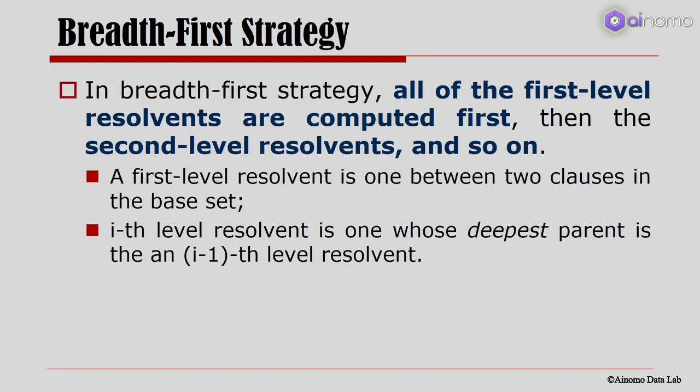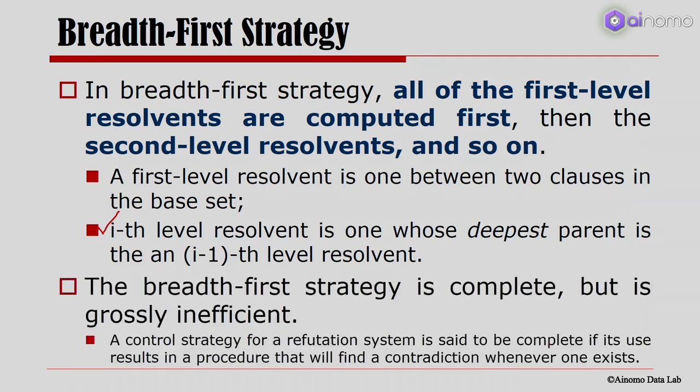Let us now look at the breadth first strategy. In breadth first strategy, all of the first level resolvents are computed first, then the second level resolvents are computed, thereafter the third level, and so on and so forth. A first level resolvent is one between two clauses in the base set. In fact, I define something like the ith level resolvent. An ith level resolvent is one whose deepest parent is an (i minus 1)th level resolvent. So, the breadth first strategy is complete, but is grossly inefficient.